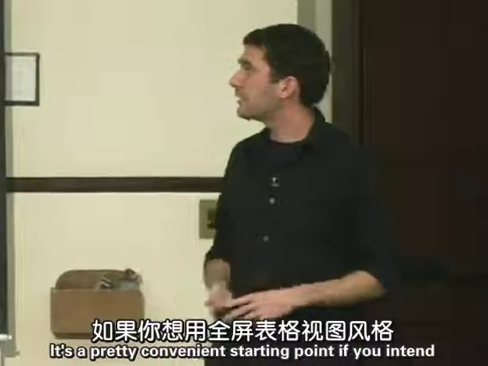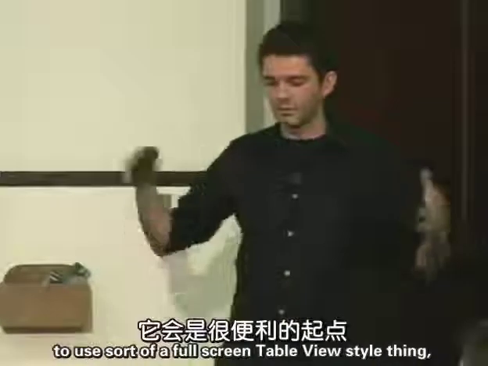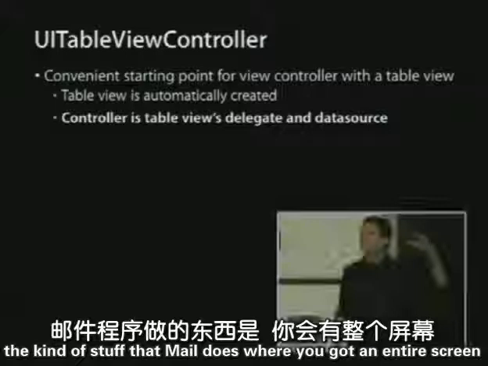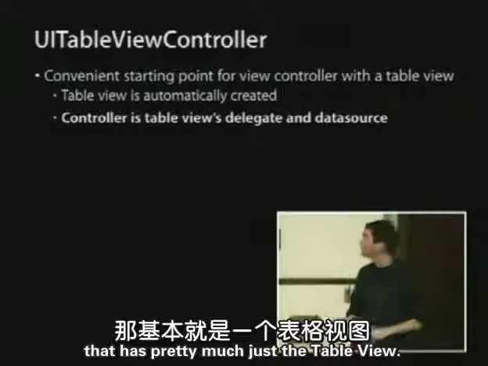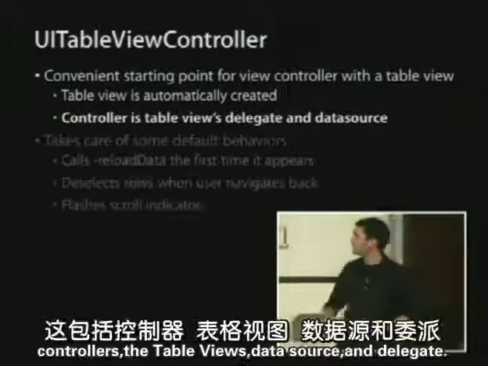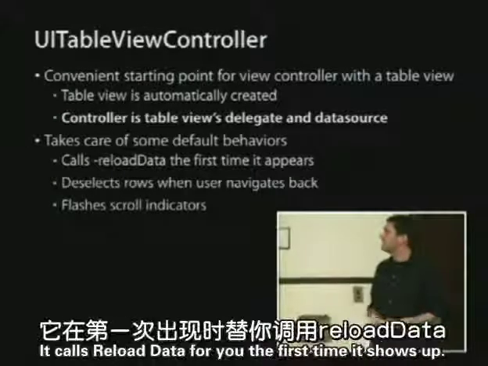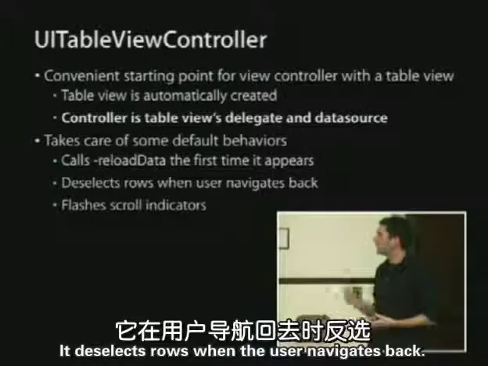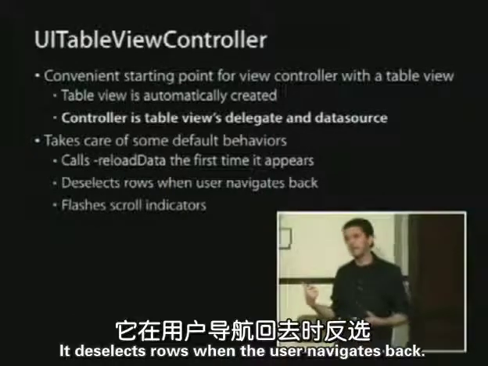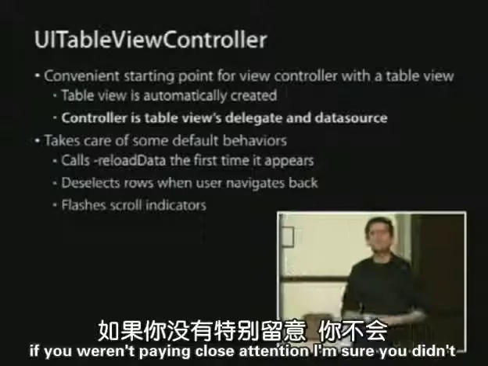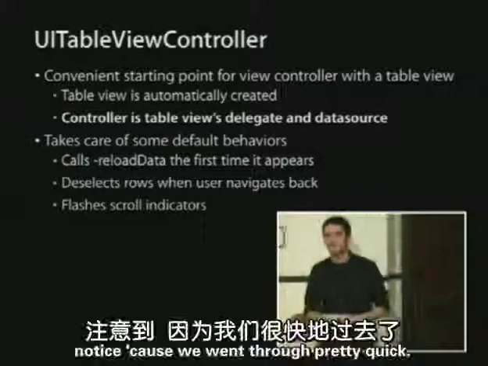It's a pretty convenient starting point if you intend to use a full screen table view style thing, the kind of stuff that Mail does, where you've got an entire screen that has pretty much just a table view. As I said, the table view is automatically created. The controller is the table view's data source and delegate. It calls reloadData for you the first time it shows up. It deselects rows when the user navigates back. So you kind of saw that in that video. If you weren't paying close attention, I'm sure you didn't notice because we went through pretty quick.